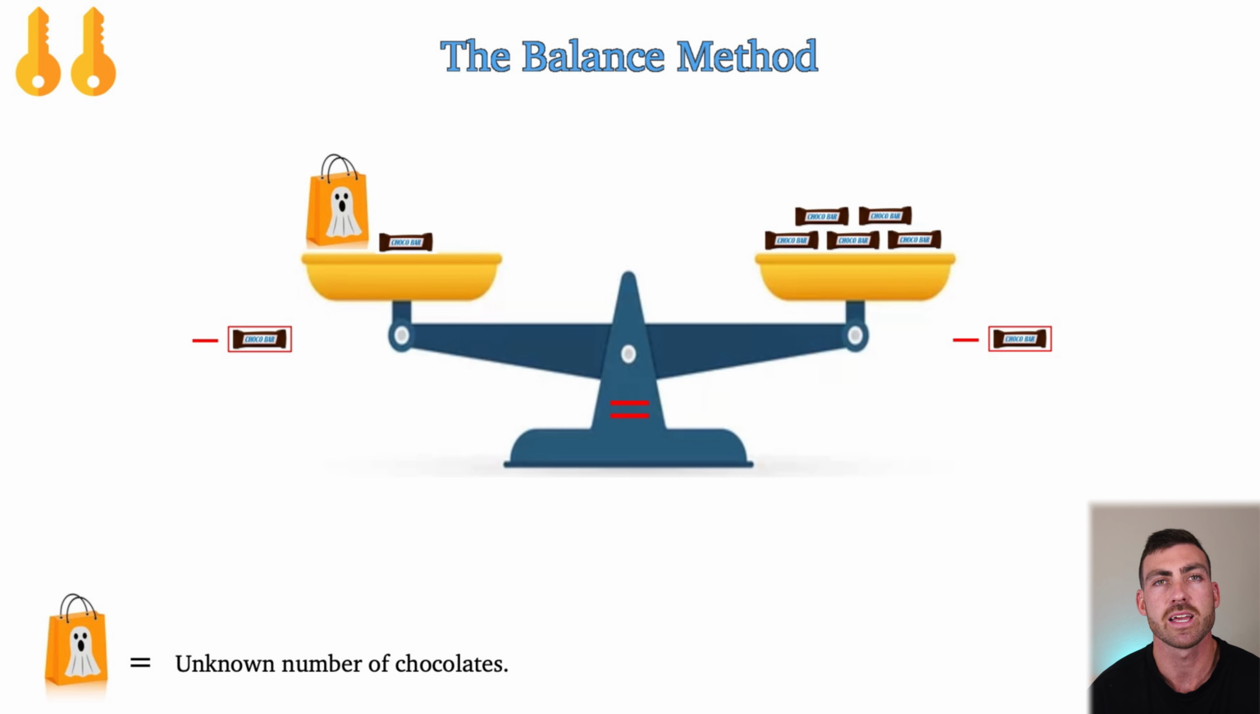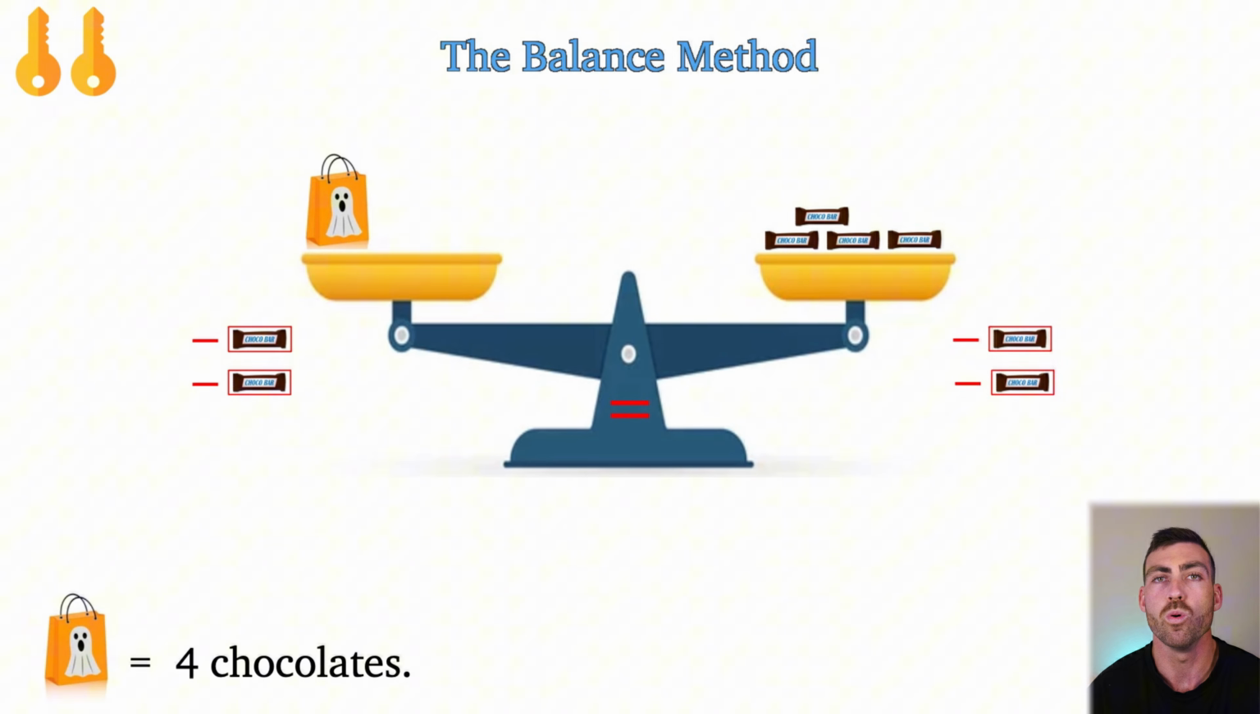Let's try it and take one chocolate off from both sides. The scale is still balanced. Let's do it again, subtracting one chocolate from both sides. Now we can see what was in the bag all along, 4 chocolates.